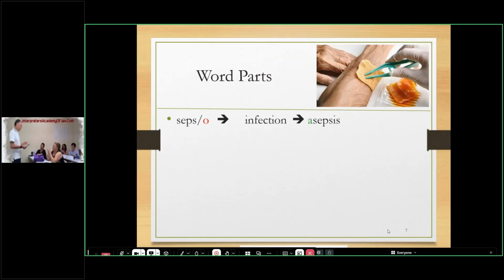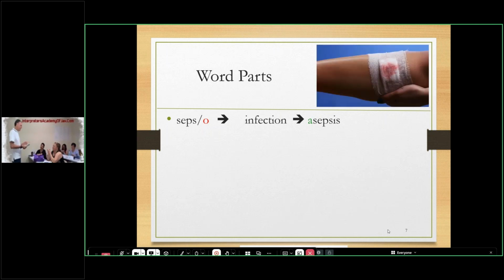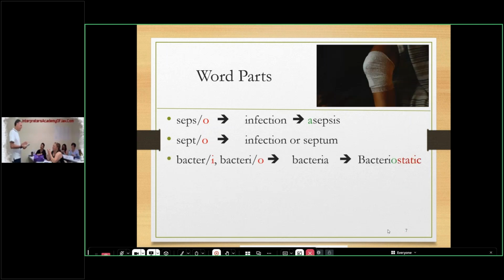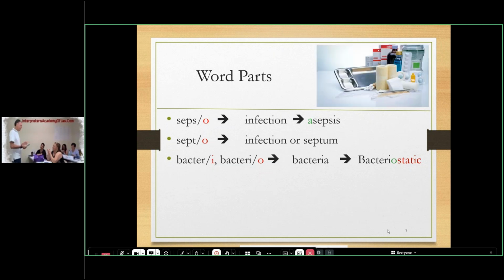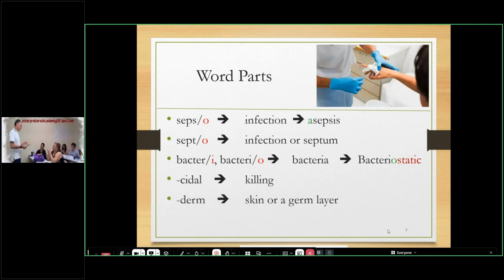Sepso means infection. Asepsis means the absence of germs. Its literal translation is the absence of infection, such as in the description of a wound that is not infected. Septo also means infection or septum. Bacteri and bacterio mean bacteria, as in bacteriostatic, which means inhibiting the growth of bacteria, whereas bactericidal means killing bacteria. Cidal means killing. Derm means skin or a germ layer, and static means keeping stationary.